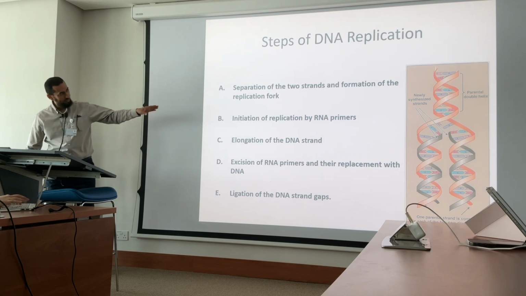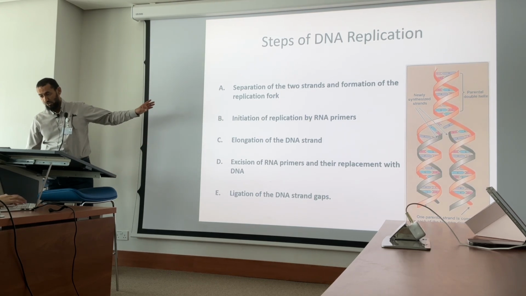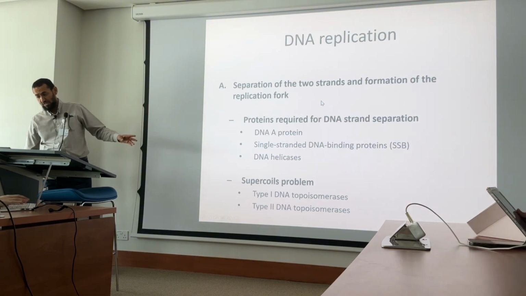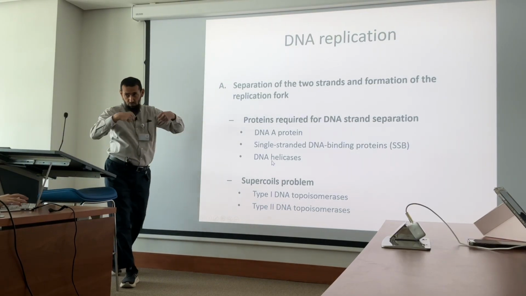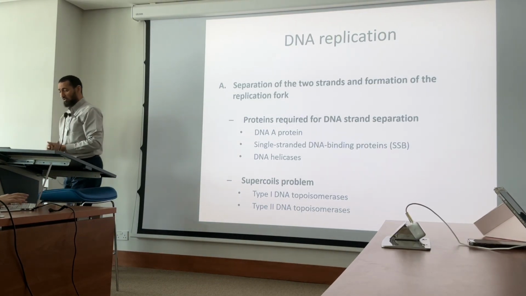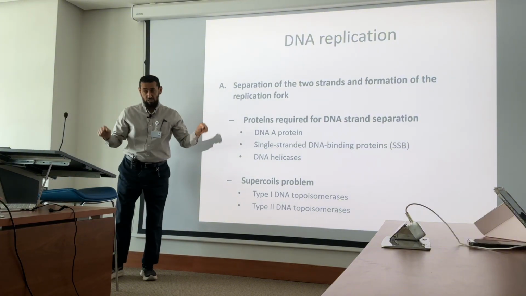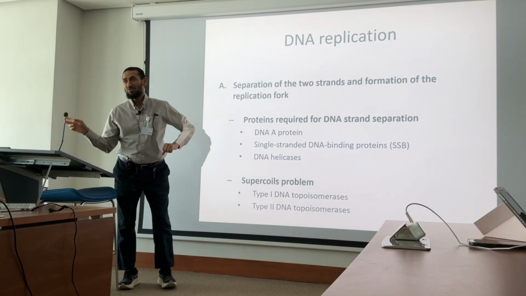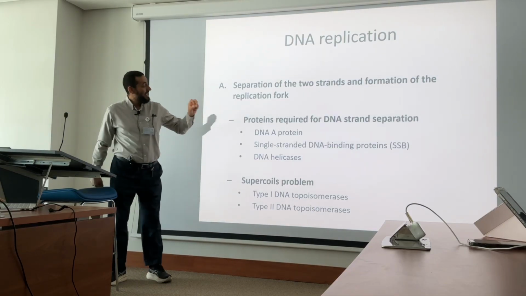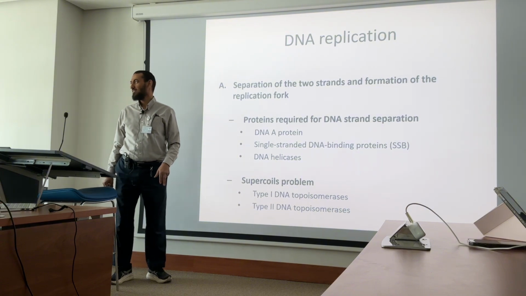Maybe it will make it easier to follow the steps. So we said the first step is separation of the two strands and formation of the replication fork. We talk about helicase, which is the enzyme which will open. We talk about single strand DNA binding protein, which will stabilize the two recently separated strands. DnaA protein, what do you think? Who knows what is the role of DnaA protein? I put it here. Who can guess?